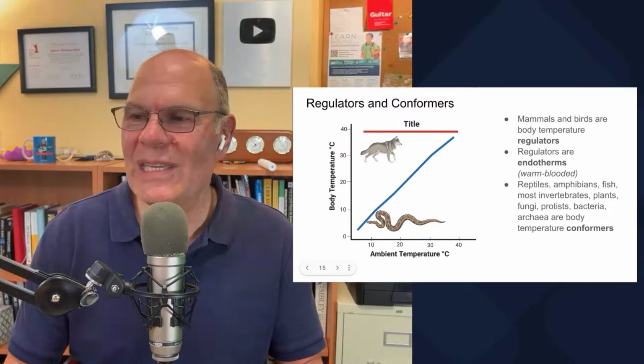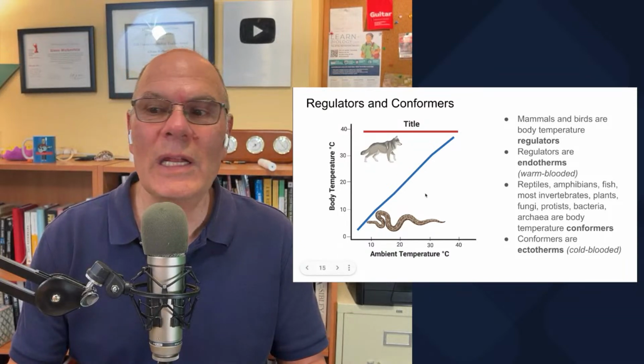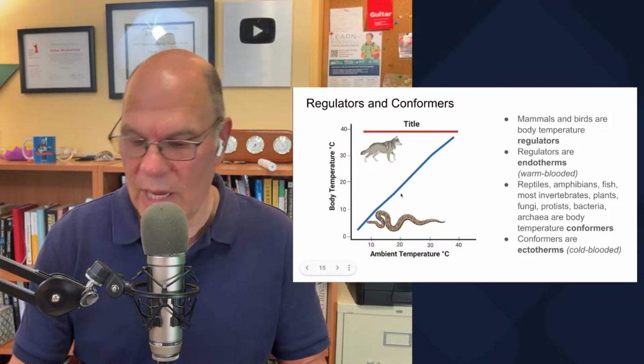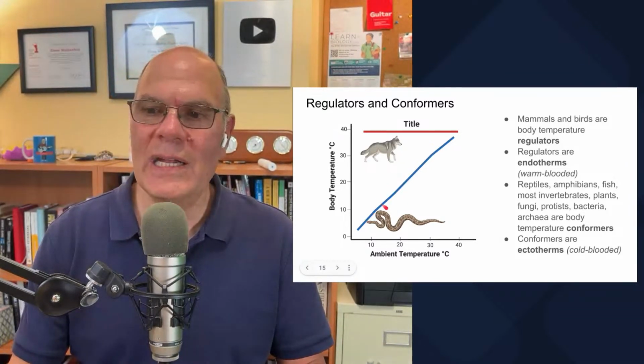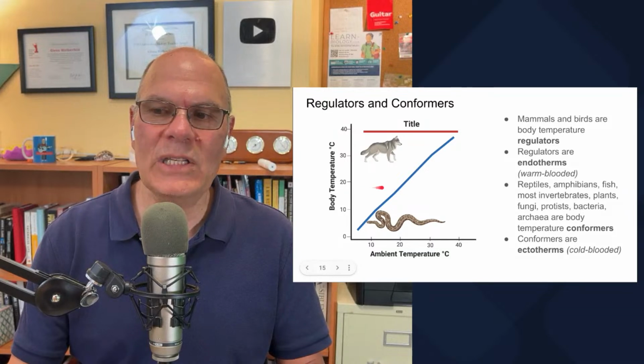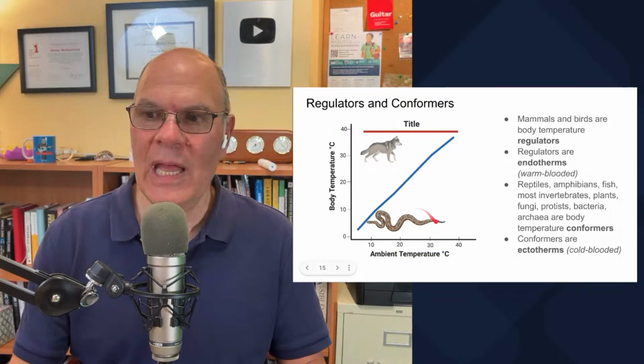And what that means is that they let their body temperatures fluctuate based on the environment. So notice this line over here in blue. That shows that as the ambient temperature rises, the body temperature also rises. And that's true of any ectothermic organism like a snake. As it gets warmer, its body temperature increases.